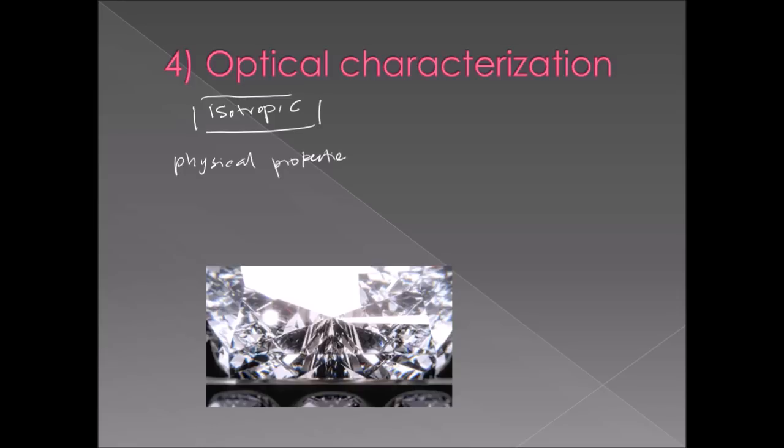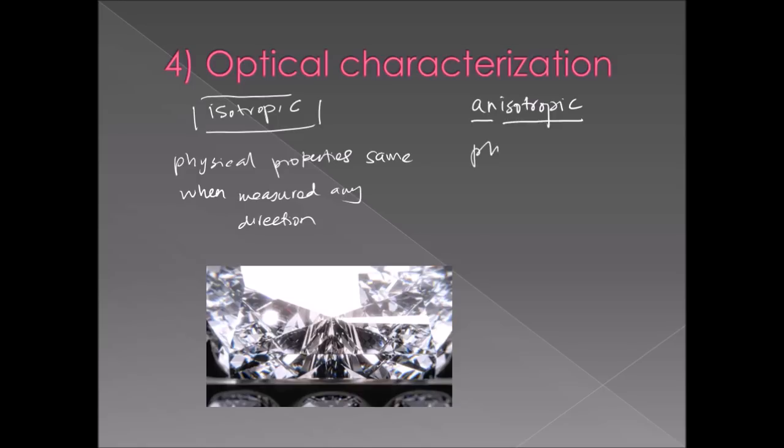Properties are the same when measured in any direction. So you have another, which is anisotropic, or you can look at it in the way that anisotropic means non-isotropic. So the physical properties of this, when measured, are actually different according to the direction of measurement.